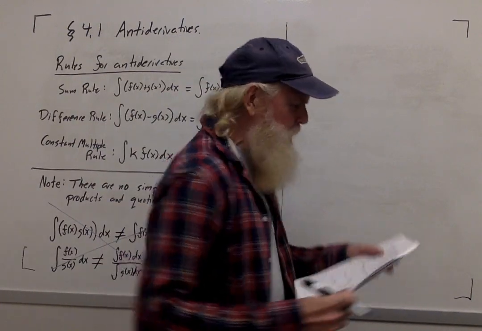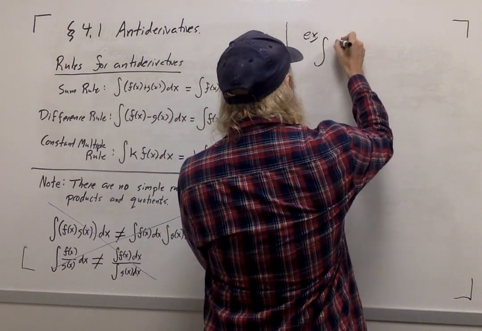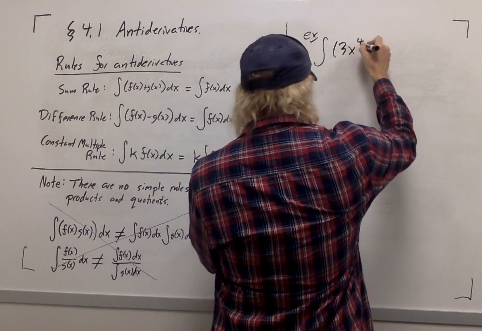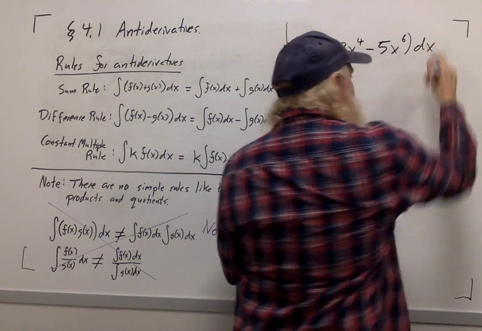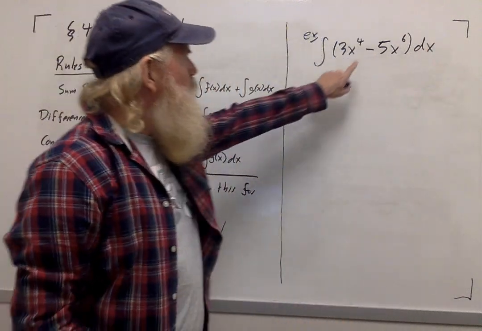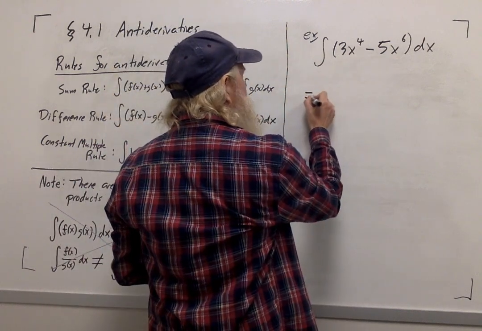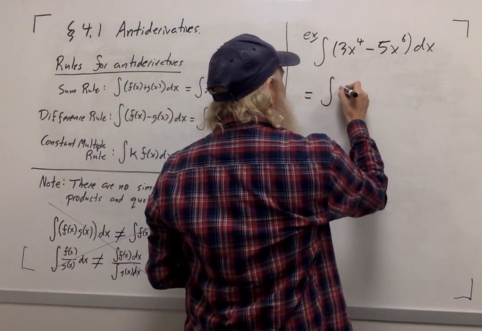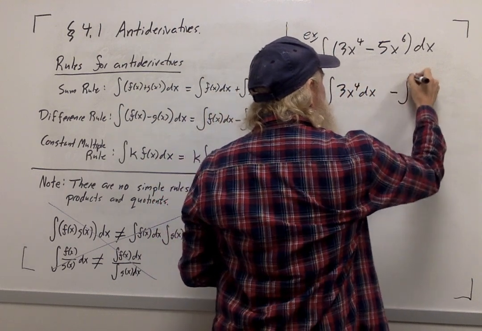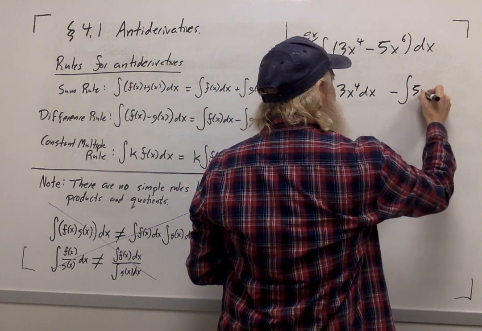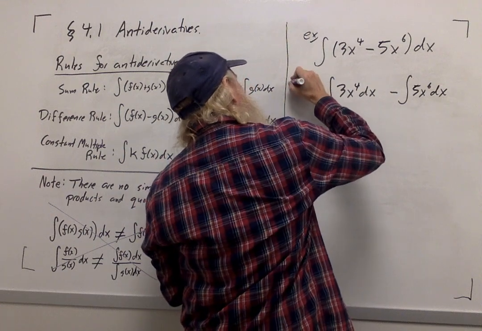So for some beginning examples, first of all, let's do this one. Let's look at the antiderivative of 3x to the fourth minus 5x to the sixth. First of all, I'm going to apply the difference rule because I see the difference of two functions inside. So I could break this up as the antiderivative of 3x to the fourth minus the antiderivative of 5x to the sixth. So that was the difference rule.